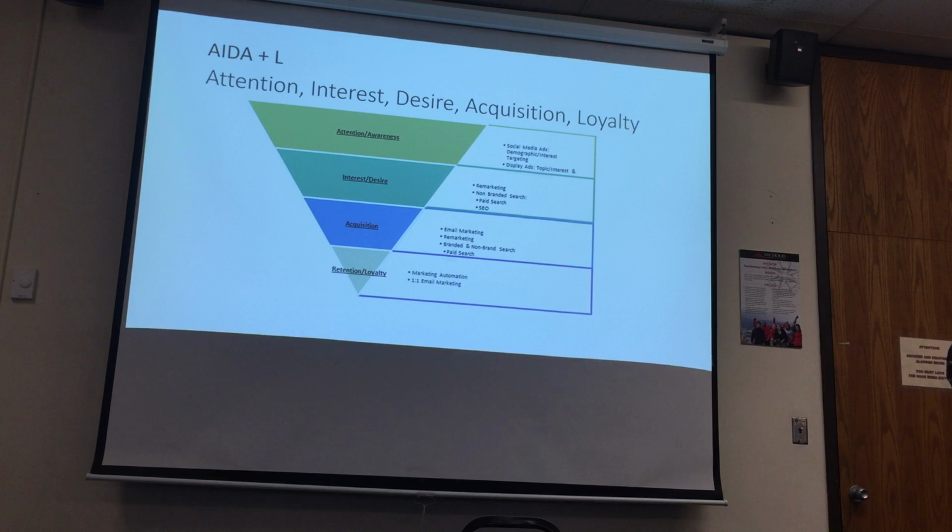So here's the funnel. Let's see how we did. Actions to generate attention and awareness: social media ads, demographic interest targeting, display ads. That's what we're talking about in the paper and so on and so forth. Interest, desire, non-branded search. Now these are e-marketing specific. What's a non-branded search? Then it says paid search, SEO, which is search engine optimization.